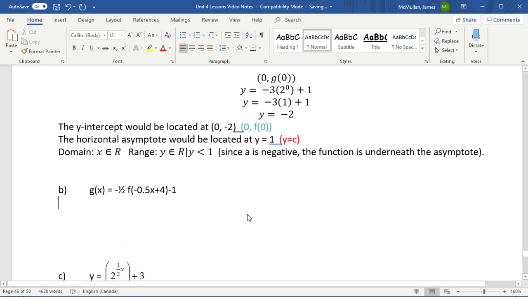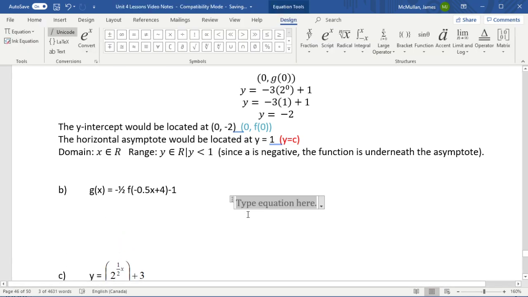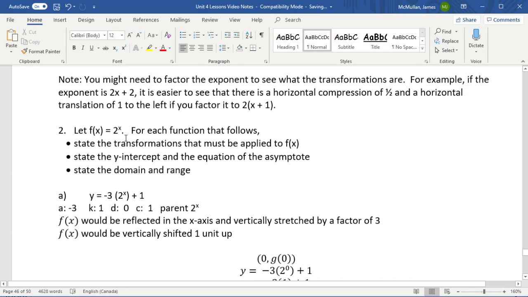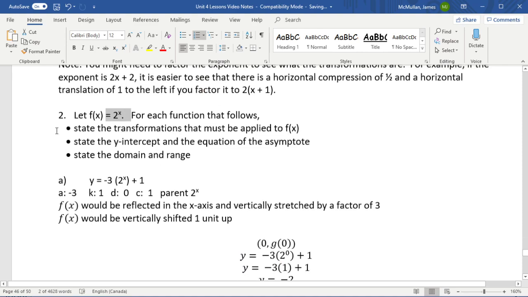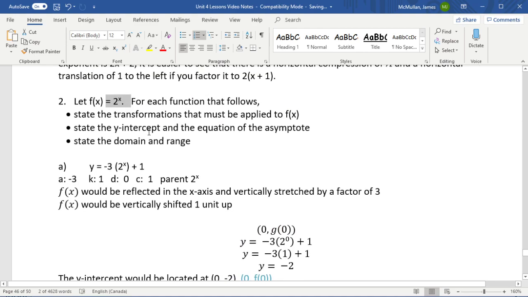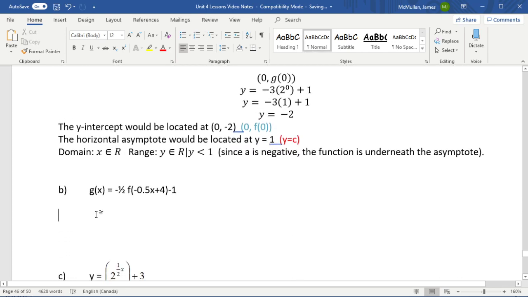So here, this first one. Once again, the parent function is still the same, so it's still, this is 2b, right? So it's still the same equation. So the parent function is still 2 to the x. The a value is -1/2. The k value is negative 0.5. The d value, I'm going to leave for a second. The c value is negative 1.